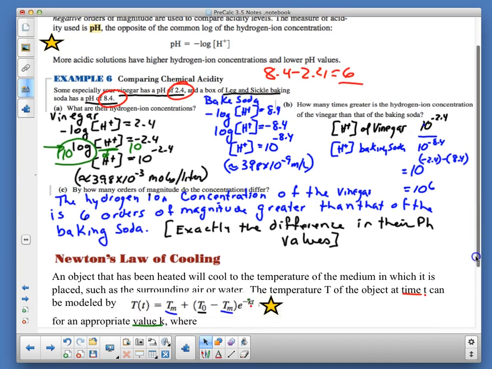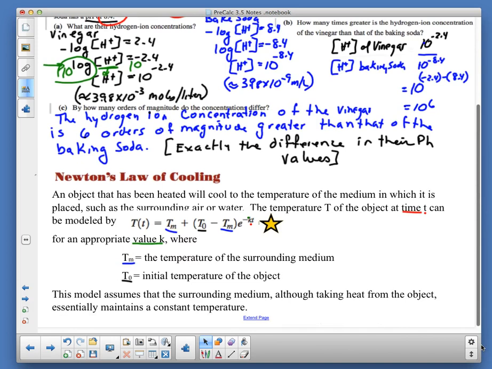Now, this next one is Newton's law of cooling. An object that has been heated will cool to the temperature of the medium in which it is placed. Okay, it's heated up, it's pulled out of the microwave, it's set on the counter. Or a very similar object is heated up, pulled out of the microwave, and set out on your deck and it's 14 below. Which one's going to cool faster? The one out on the deck or the one on the counter inside?